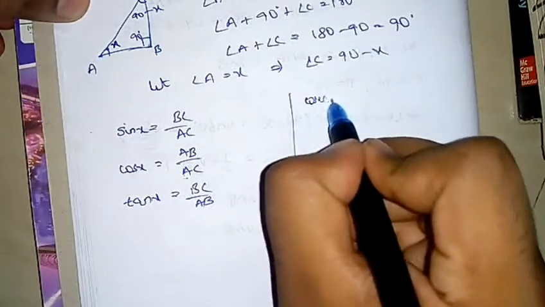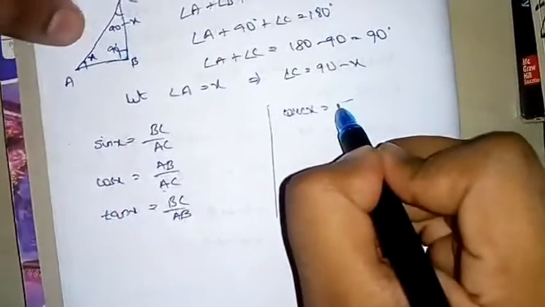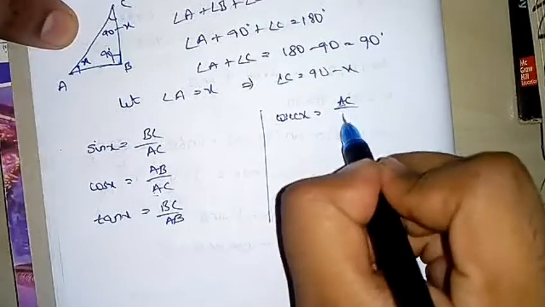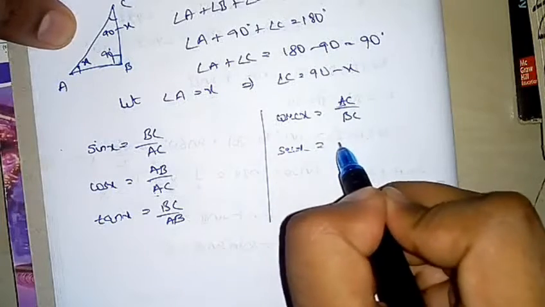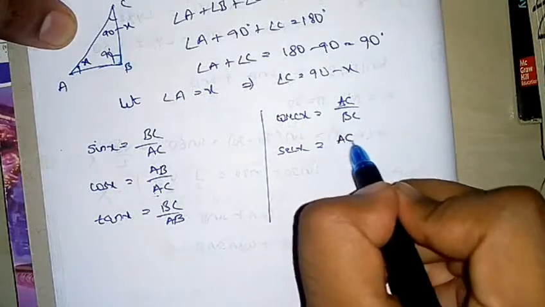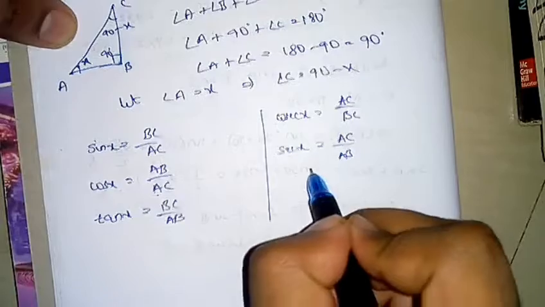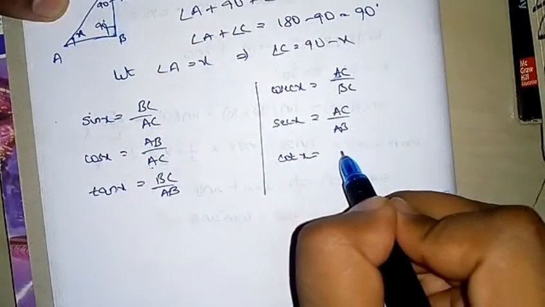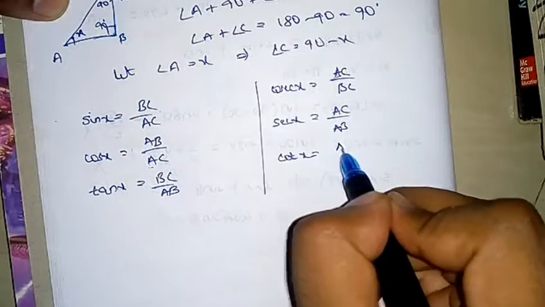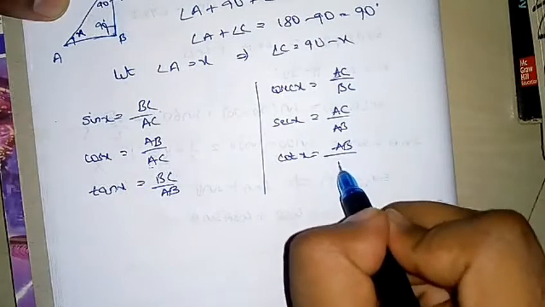Cosecant x will be equal to hypotenuse AC by opposite side BC. Secant x will be equal to hypotenuse AC by adjacent side AB. Cot x will be equal to adjacent side AB by opposite side BC.